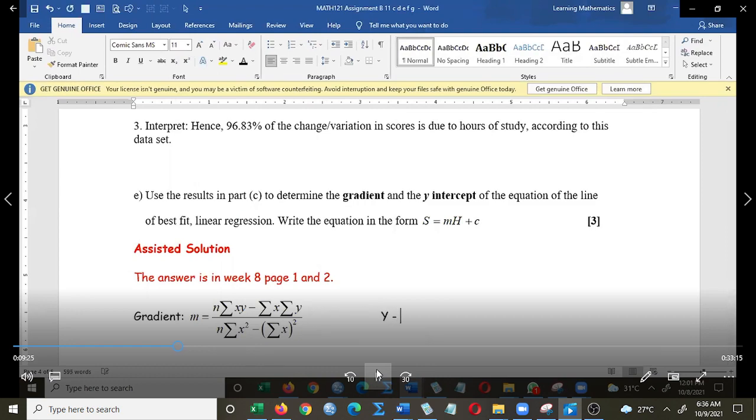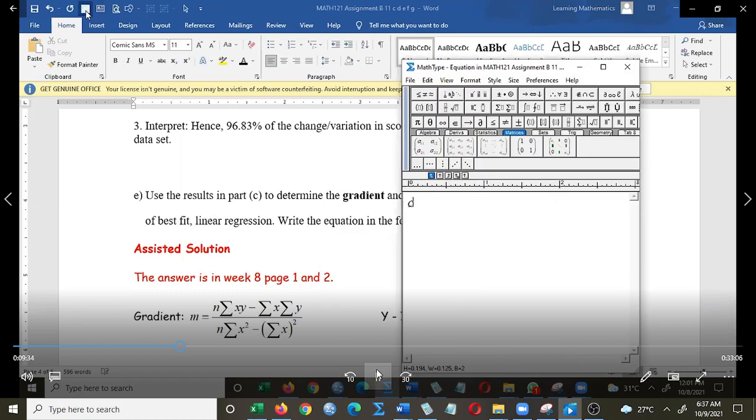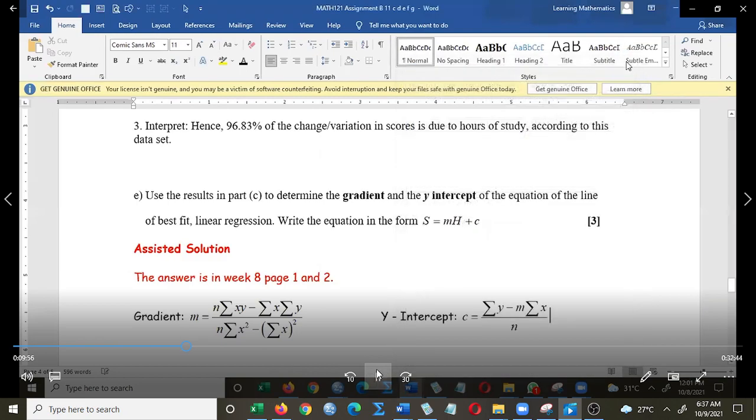Y-intercept. Here's the formula to calculate c, the y-intercept. All right. Again, this is in the list of formulas. As a scholarly person, you can look it up, take a look at it as you're watching, as I'm doing that. Okay, because learning is an activity.